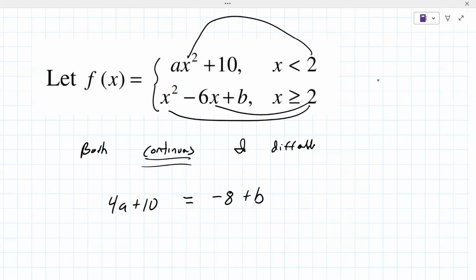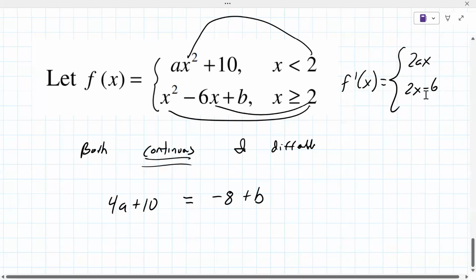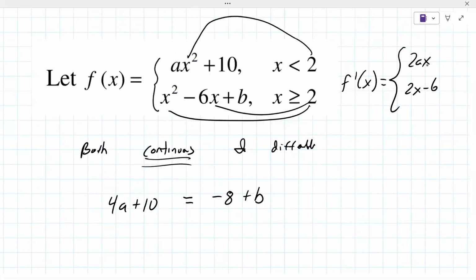The problem with this is you have two unknowns and only one equation, so that's bad. So you have to take a derivative here with respect to x. That's 2ax and then 2x minus 6. And then you do the same thing. You put 2 into both of those equations over here. So you end up getting 4a equals -2.